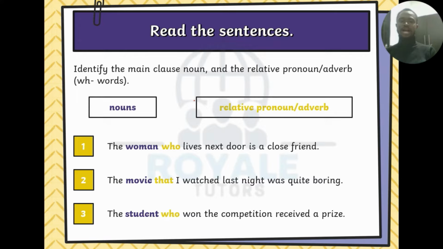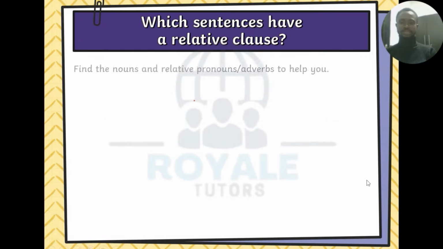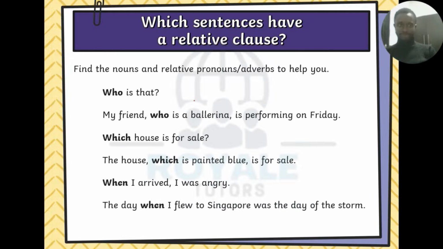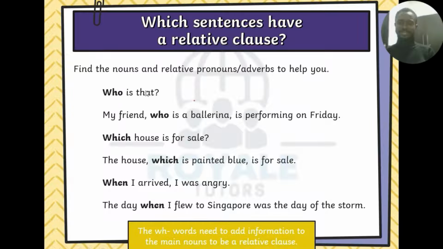Relative clauses act as extra information in a sentence. Now, which sentences have a relative clause? Find the nouns and the relative pronoun and adverb to help you. So, you're asking, Mr. Ade, how will I do this? You're going to do it. But before then, let me show you something very profound. Look at this information right here.